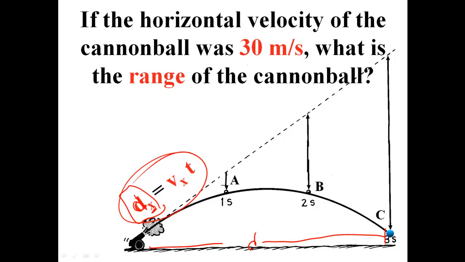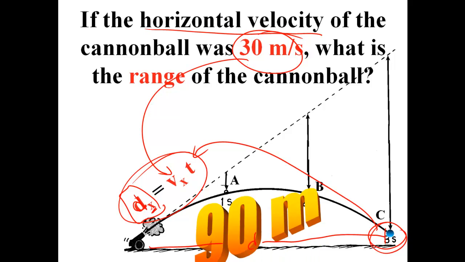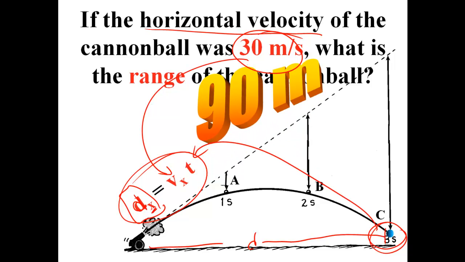So, back to this problem, this simple formula. We know the horizontal velocity. Plug it in here. We know it's in the air for 3 seconds. Plug that in there. And of course, 30 times 3 is 90. It went 90 meters. Pretty easy. So keep that in mind. You're going to need that for the very last problem today.